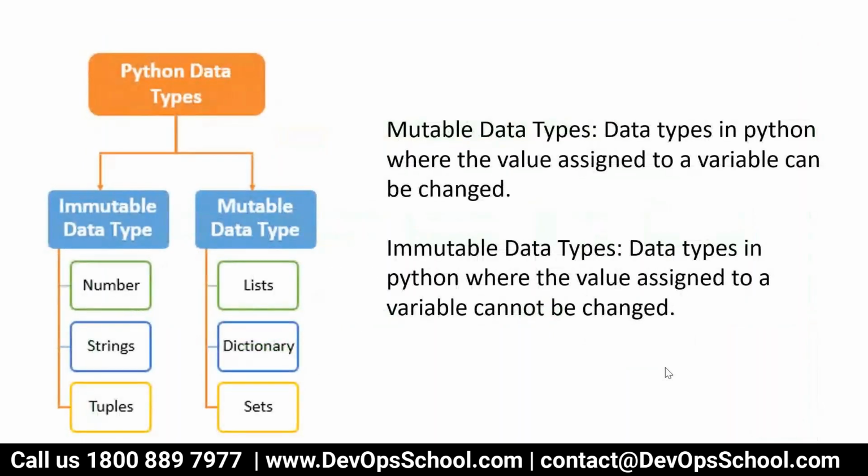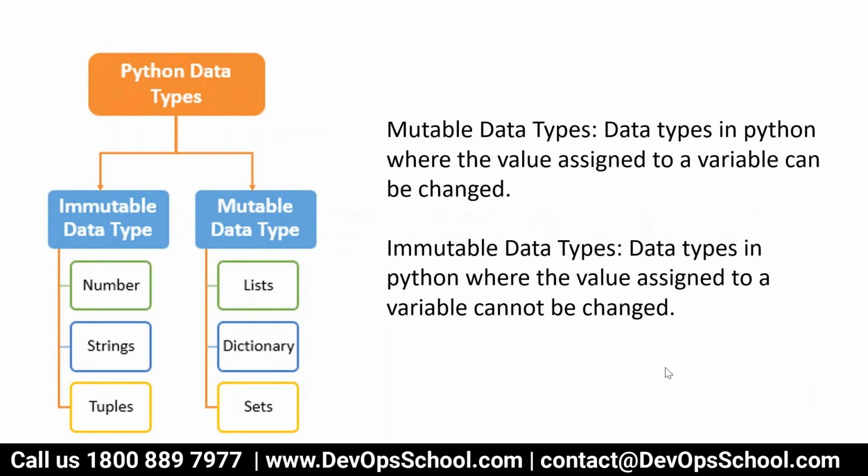These variable types are divided into two parts. Mind it, these variables are divided into two parts. We call them immutable data types and mutable data types. Now the question is, what are mutable data types and what are immutable data types?